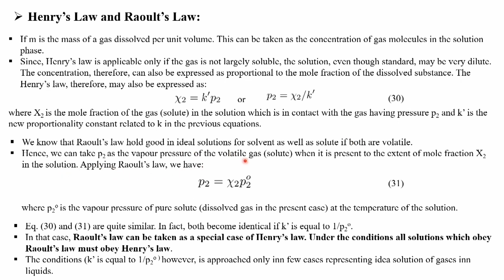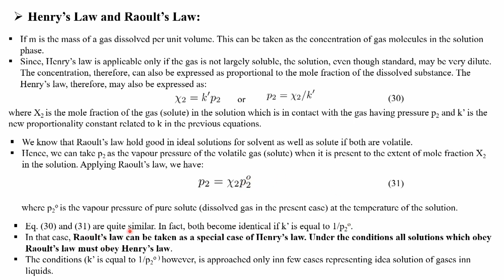Now if we apply Raoult's law to the expression of P2, we get P2 is X2 times P2 naught, where P2 naught is the vapor pressure of the pure solute, the dissolved gas in the present case, at the temperature of the solution. So equations 30 and 31 are quite similar. Here we get K prime in the denominator, and here it is multiplied by P2 naught. In fact, both become identical if K prime equals 1 upon P2 naught.